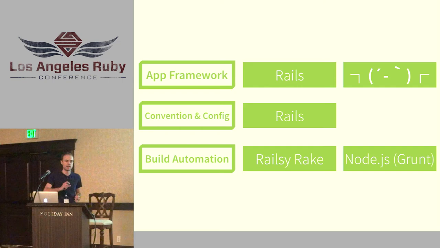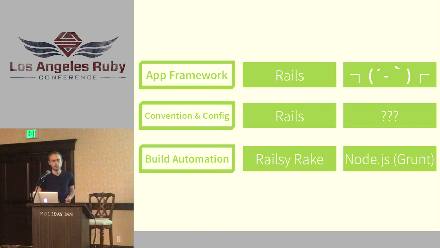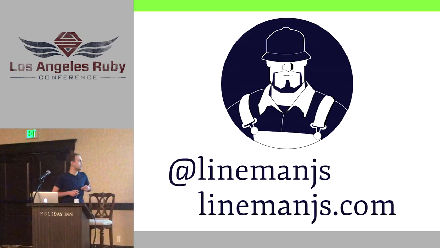But what is this configuration layer? What's that going to be? Well, we built one. It's called Lineman. Lineman, like a lineman working on the railroad, has a Twitter address, lineman.js, and then we have a documentation site, lineman.js.com. And we're going to show you a little bit of that now.